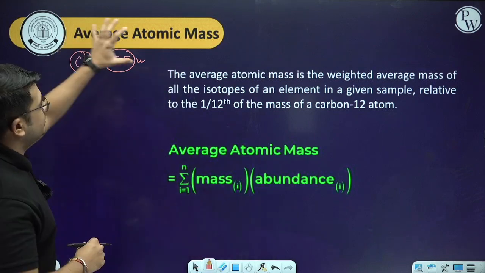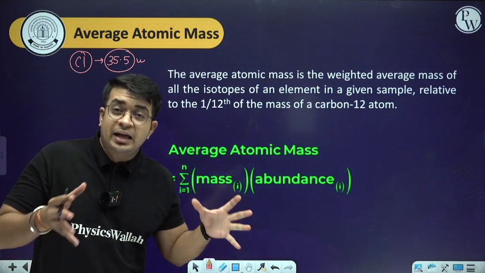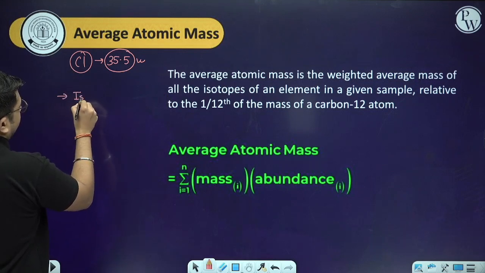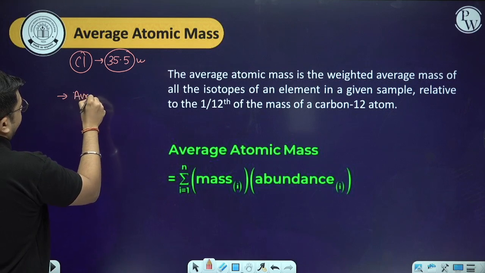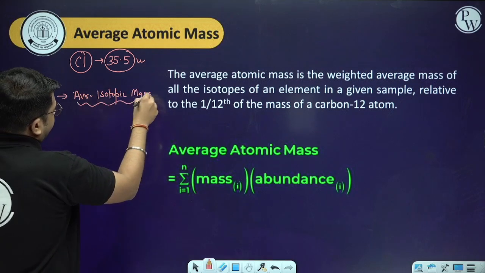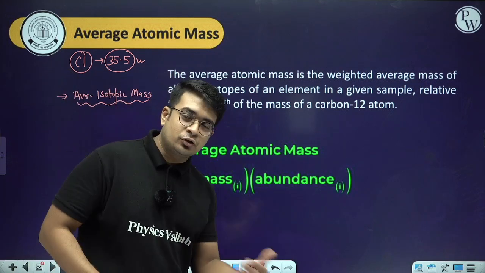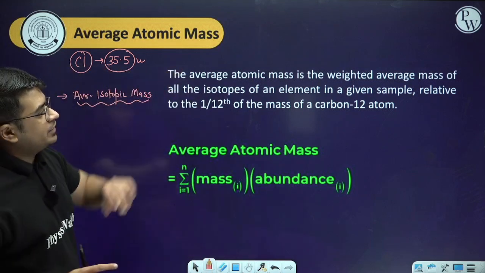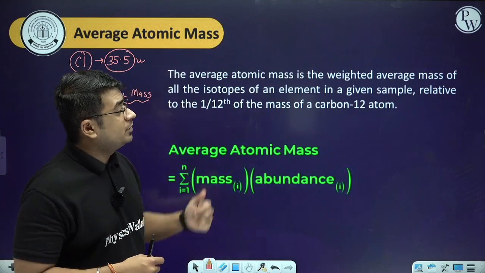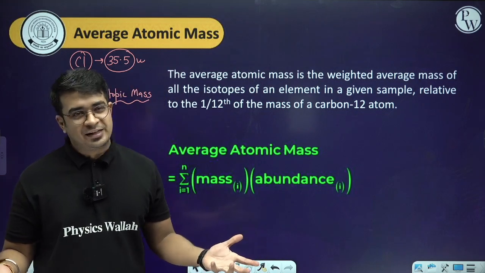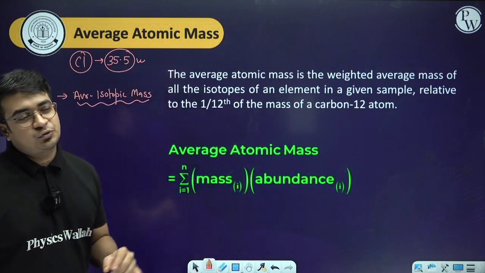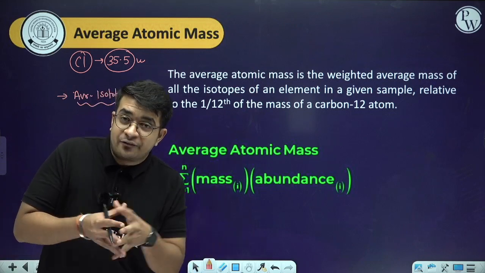Okay. So, first of all, the average atomic mass can be defined if I am talking about the average. It's very simple. But in this case, I am more interested in another term, which is known as average isotopic mass. So there is another term which is known as average isotopic mass, because we are going to talk about the isotopes only. So remember, the average atomic mass is nothing but the average of the mass of all the isotopes of an element in the given sample with respect to the same reference, which is relative to the 1/12th of the mass of one carbon 12 atom. So again, the reference is same, but in this case I'm talking about the average of the mass of isotopes.